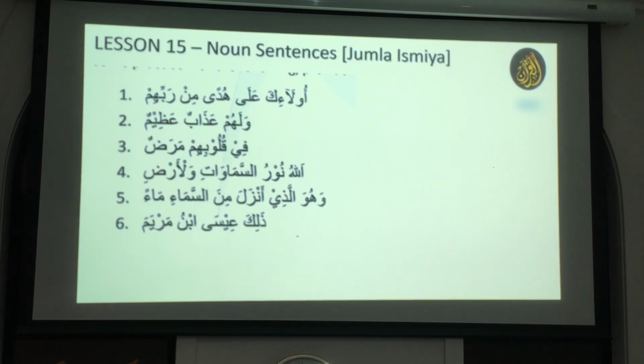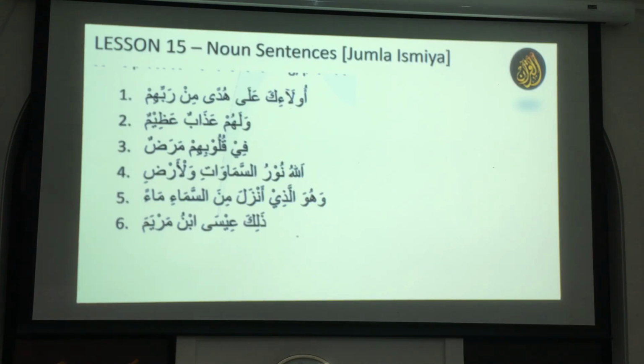Okay, zalika Isa ibn Maryam. Is there any connection between zalika and Isa? No, there's no connection. Isa ibn Maryam. Ibn Maryam is a fragment, meaning the son of Maryam. So zalika means that is Isa ibn Maryam.